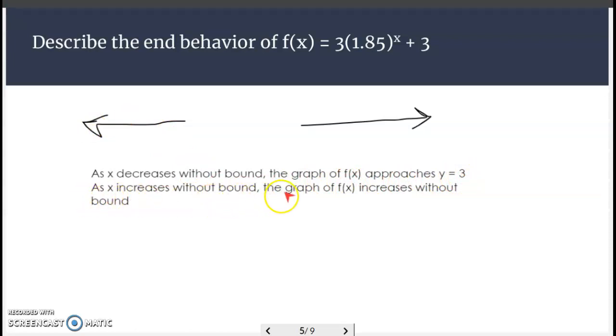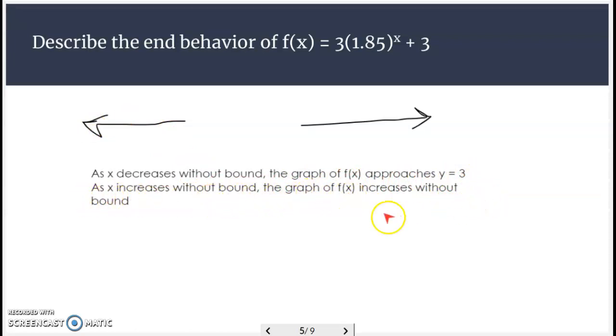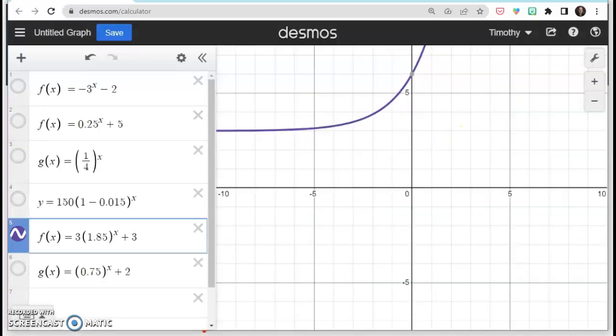As x increases without bound, the graph of f of x increases without bound. It means as we go to the right, it's just going up and up forever. And we saw that here. We're approaching the line y equals 3, but going to the right, it just goes up and up and up forever. All right.